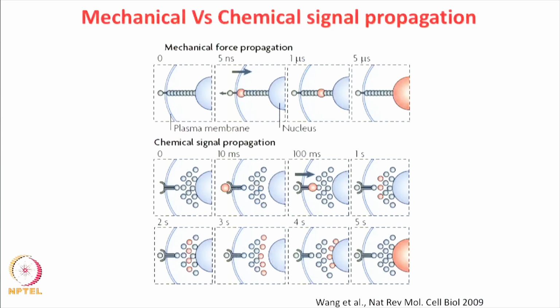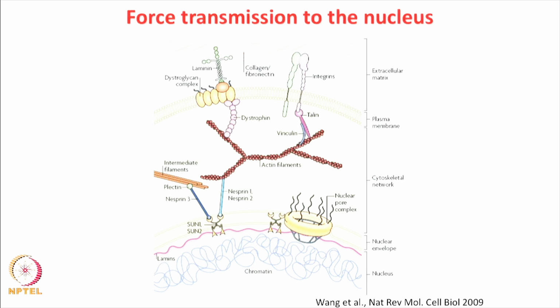We also touched upon in the last class what is the benefit of a mechanical signal versus a chemical signal, and the time scale of a signal reaching the nucleus mechanically, that is via the cytoskeleton, can be 3 orders of magnitude faster than chemical signal propagation, where the molecules have to diffuse through the cytoplasm to reach the nucleus. And this fast propagation in the case of mechanical signal is mediated by the cytoskeletal network, which on one end is attached to molecules like integrins, which link the outside of the cell to the inside.